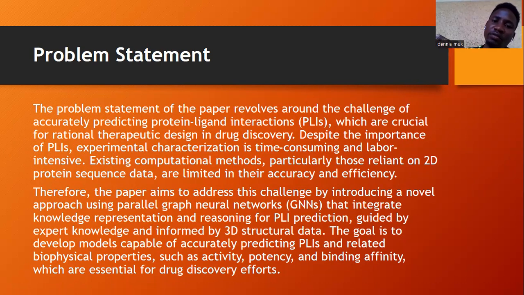Experimental characterization is time consuming. It is also labor intensive. The existing computation methods, particularly, were reliant on 2D protein sequencing data and were limited in their accuracy and efficiency. So looking at these problems, they try to find solutions, which I'm going to take you through as well.